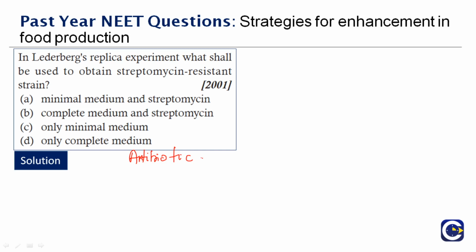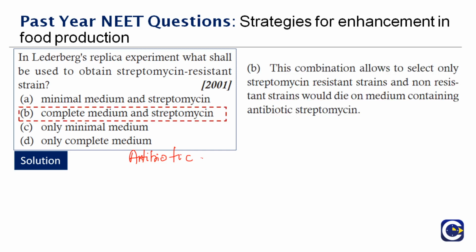The one which is resistant will grow on it, so you can easily identify the one which is resistant and the one which is not resistant. So actually it is a complete medium and streptomycin. The right answer is option B, because only when you have streptomycin incorporated in the medium will you know whether the cultured organism is resistant or not resistant to it. So this is an experiment that is often done to check the antibiotic sensitivity of certain microorganisms, especially bacteria. Therefore the answer is option B.